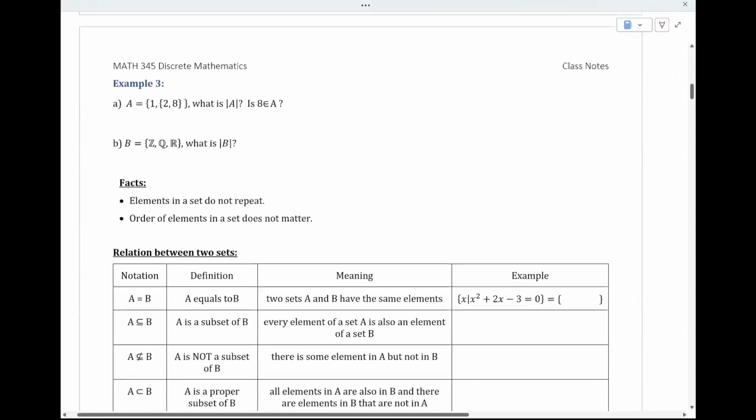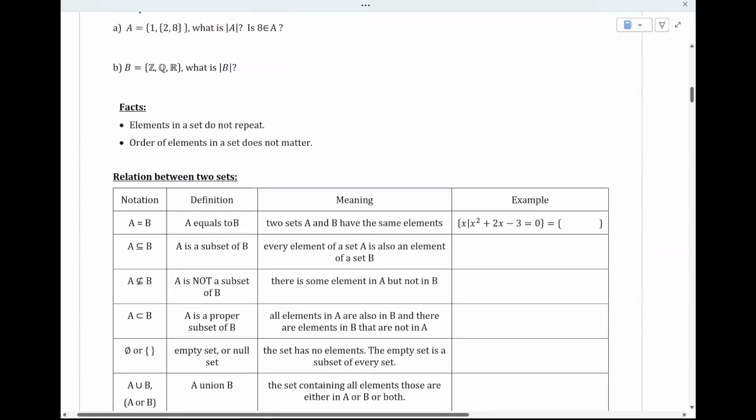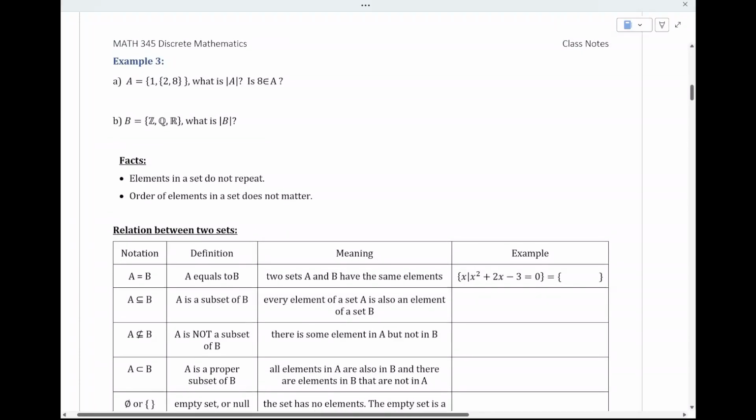So let's explore more the idea that a set can contain other sets. Here we have example 3, part A. Set A is the set that contains 1 and the set that contains 2 and 8. So what is the cardinality of A, and is 8 an element of A?